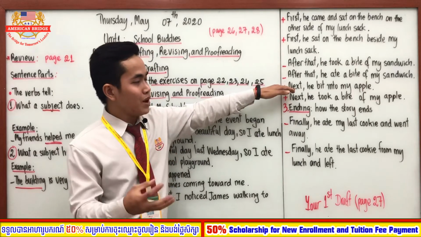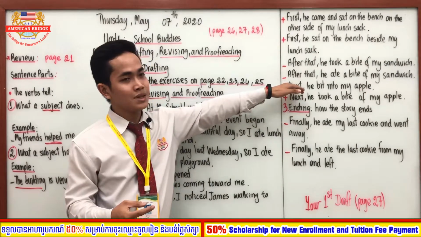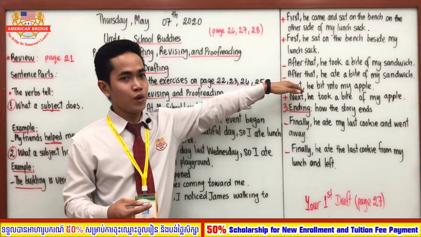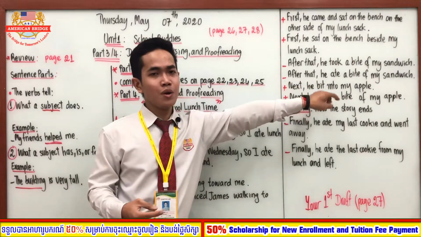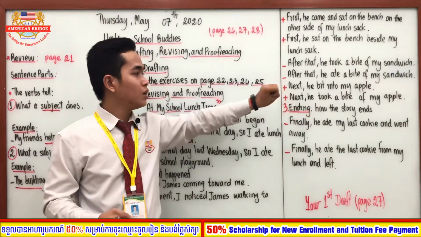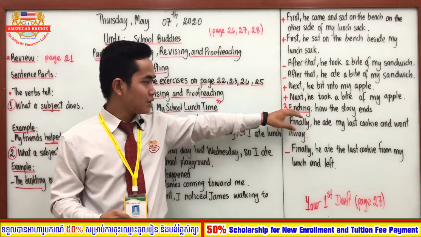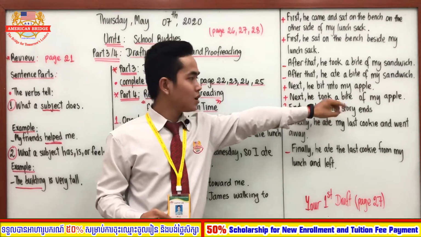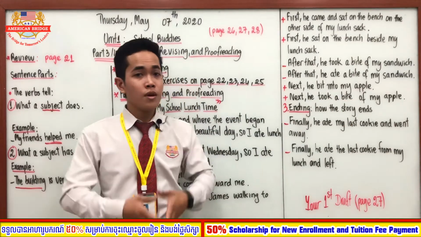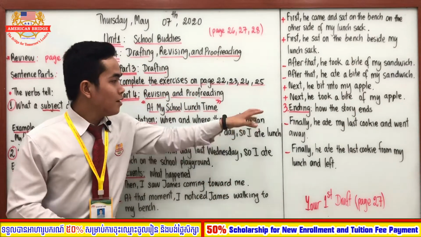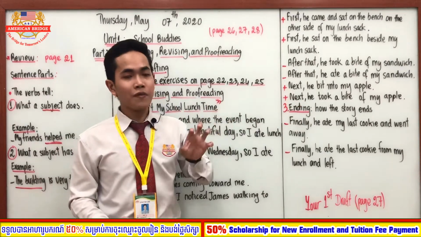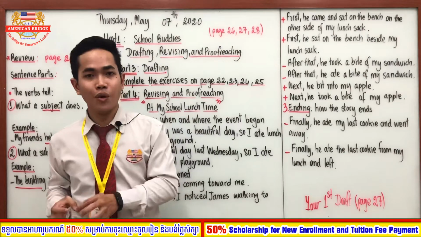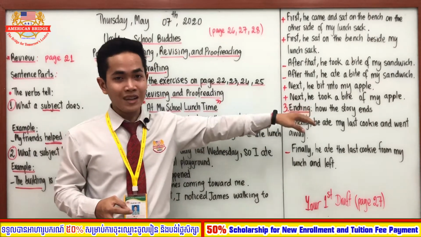The next event starts with the linking word "next." "Next, he bit into my apple." Or you can say, "Next, he took a bite of my apple." Very good. So next, the last part of our paragraph, our story, you have to make the ending.